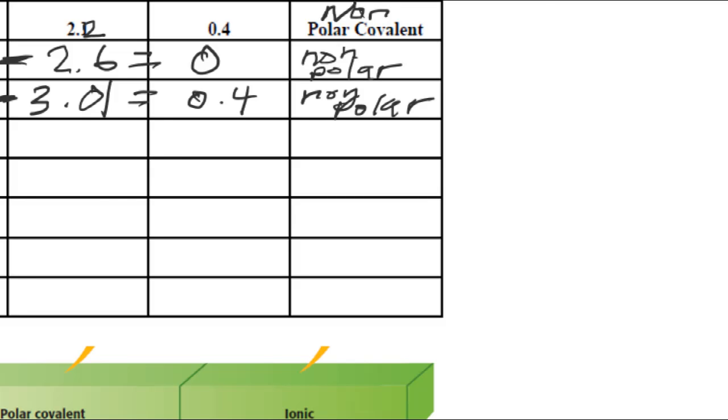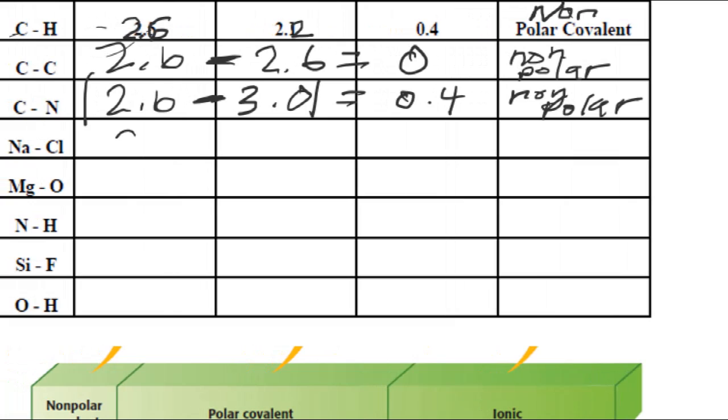Okay. So sodium is 0.9. Chlorine is 3.2. If you subtract those and take the absolute value, that equals 2.2. So that is ionic because it's above 2.1. That is ionic.